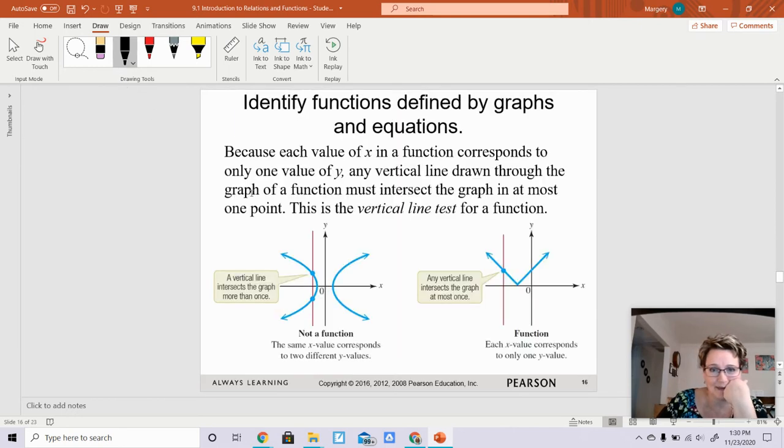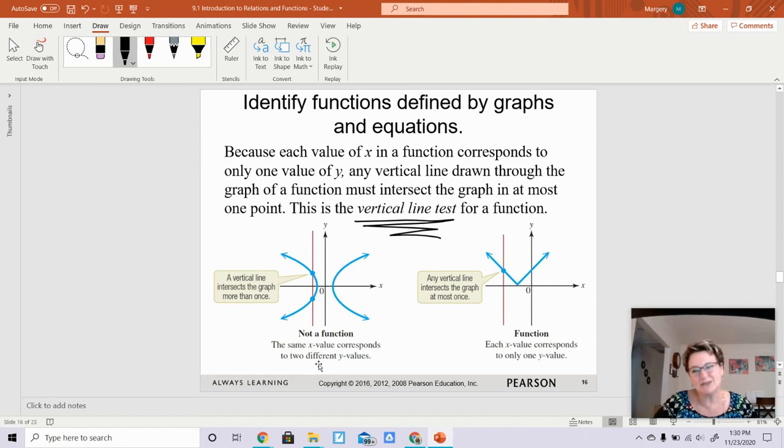So now we're going to talk about how to identify pictures, graphs, polygons, whatever. It could be a circle, it could be a square, it could be whatever. If they give you a graph and they ask you, can you identify if it's a function or not? Well, you can. It's known as the vertical line test. If you draw a vertical line through a graph, and if it hits it in 2 places, it is not a function. If it hits it in 1 place, it is a function.